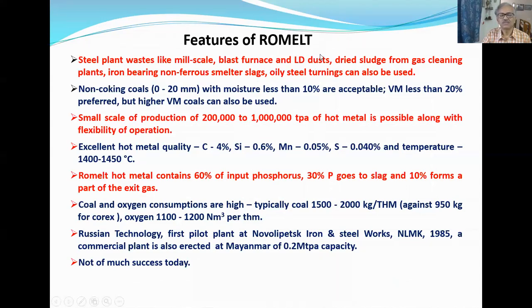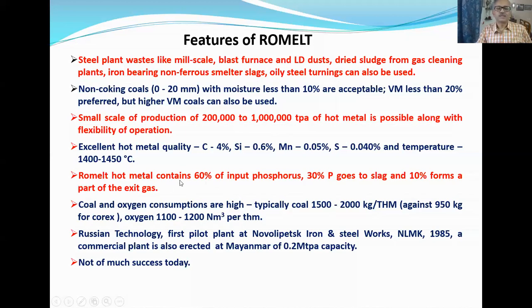This is a Russian technology, and this is also not commercialized, but pilot plant scale has been produced successfully, and the steel plant waste like mill scale, blast furnace and LD dust, dry sludge from the gas cleaning plants, iron bearing slag, oily scale, are still usable. So every waste material you can use, and a scale of around 1 million ton production also has been done, and excellent hot metal quality because of the active bath. Your carbon, silicon you can find, manganese is also less, sulfur is less, temperature 50 degrees centigrade.